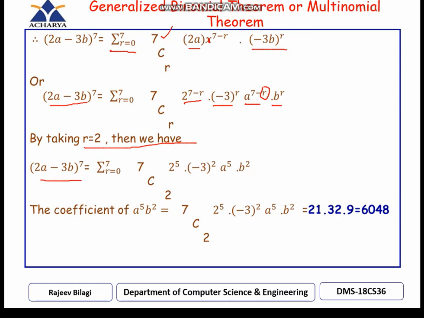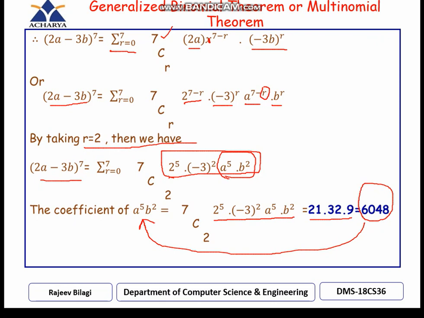So r is equal to 0 to 7, 7c2. This I will substitute r is equal to 2. When you substitute r is equal to 2, except this part, the coefficient will be 7c2, okay, into 2 to the power of 5 minus 3 whole square, this one. So if you substitute and find this value, 6048 will be the value, which is the coefficient of this a to the power of 5 into b square. So this is how we are going to find out the coefficient.